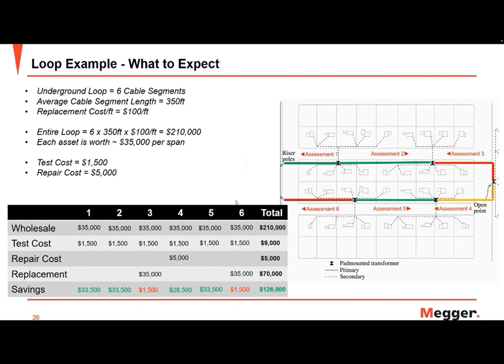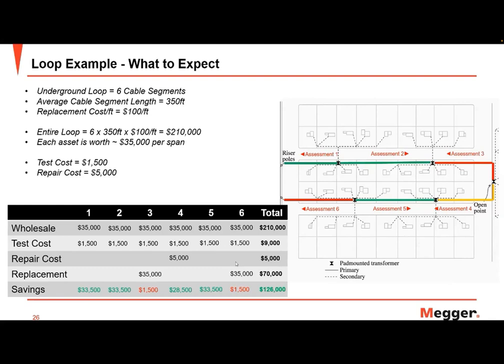But if we add everything up right here, wholesale replacement would have cost us $210,000. We spent approximately $9,000 on tests for this day. We had one cable that needed replacing in assessment 3, and we had one cable that needed repairing at $5,000. That's assessment 4, and then 2 cables that needed replacing. So all in all, we spent $70,000 plus $5,000, that's $75,000, plus the 9 to test it, about $84,000. So what's actually happened here is we've got the whole loop back to a defect-free condition. We've only spent $84,000 versus $210,000.